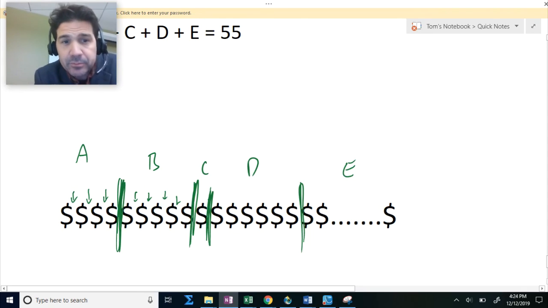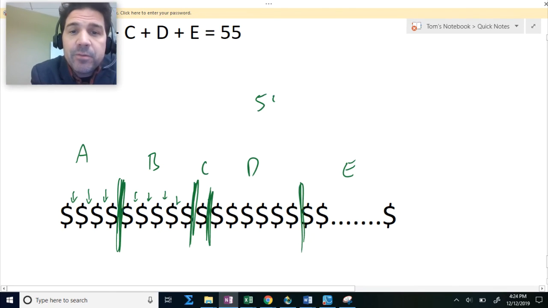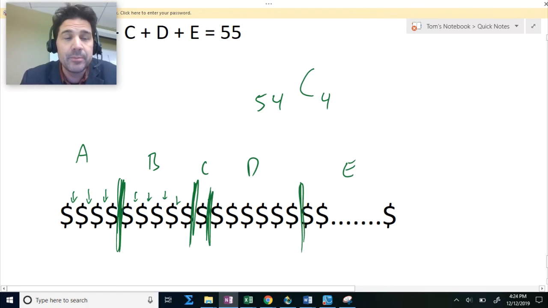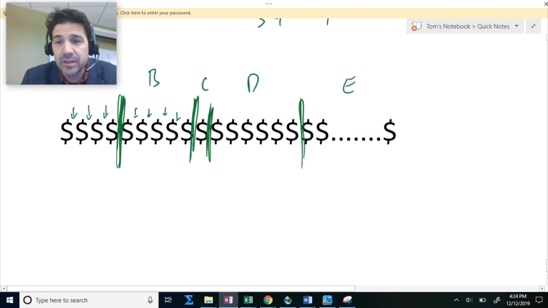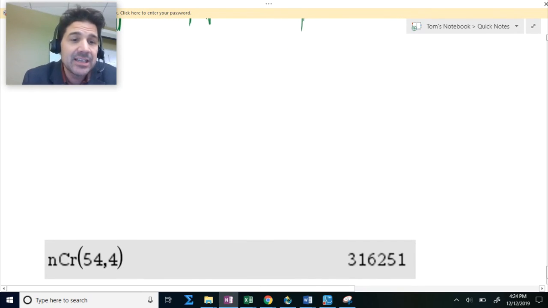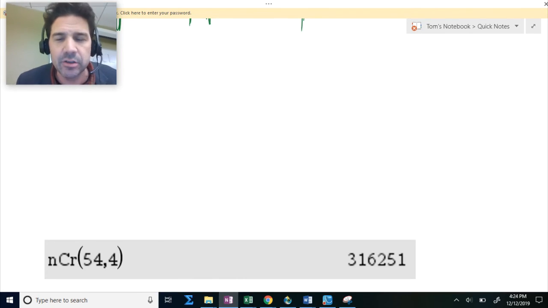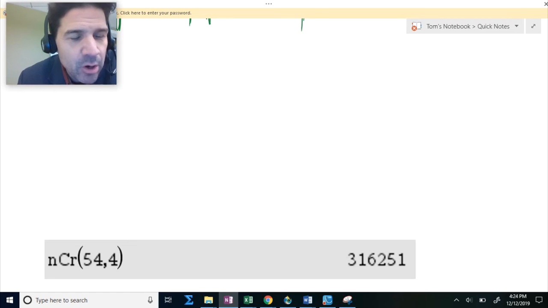All right. Now, as long as you do this technique, what we end up with is, since there's $55, there's 54 spaces, and we want to put down 4 dividers to break it up into 5 different partitions. So that's just 54 spaces. Choose 4 dividers. That's an NCR problem. It's, again, combinatorics. You have to know it a little bit. But basically, the calculator does that. NCR 54, choose 4. You get 316,251 ways. That's a lot of ways to give out your money. Just saying. Hope you enjoyed it.